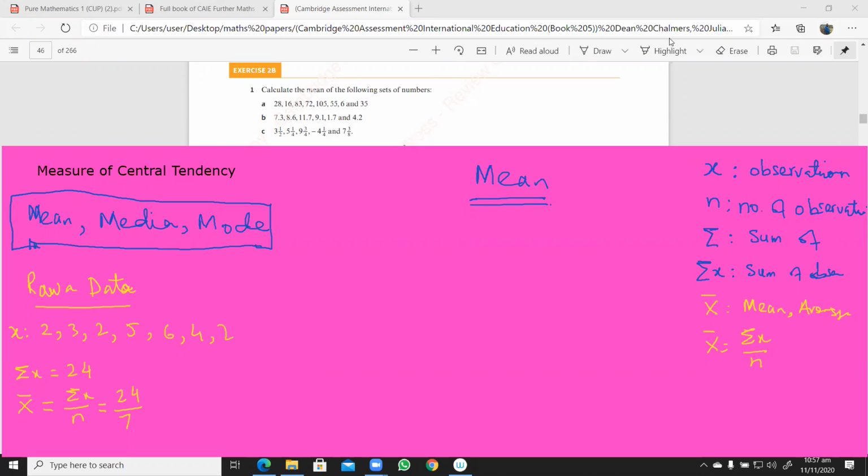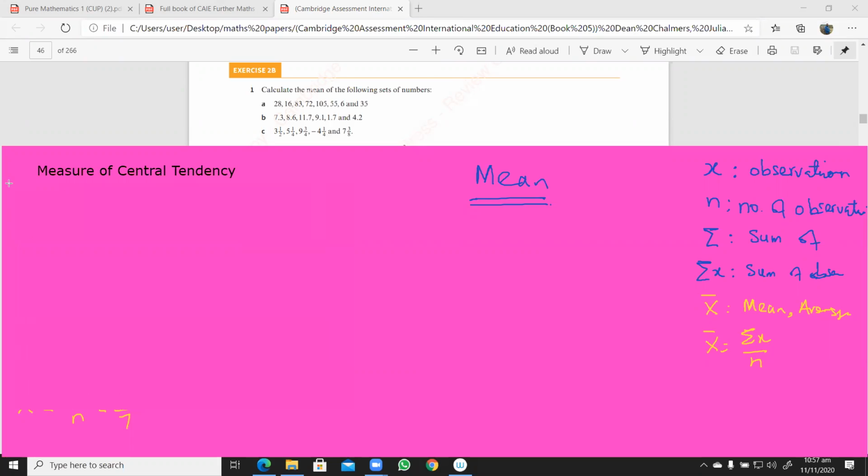Guess what kind of data I would be talking about now? Any guesses? Grouped data? Just before that, it is the frequency table, the frequency distribution.